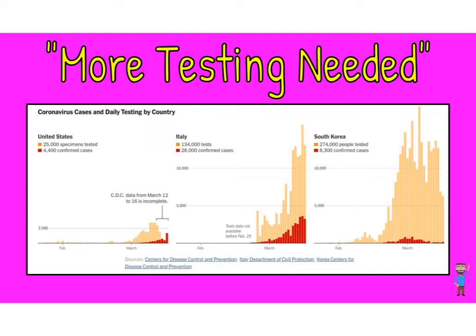If you come over all the way to the left and look at the United States, you see there have been much fewer tests given. 25,000 specimens were tested. 4,400 confirmed cases. And you can tell the graph is really low throughout March, and even once it starts to build, it never reaches the height of Italy or South Korea. We're only at a little bit over 2,000 tests done per day, compared to over 10,000 for South Korea and Italy. And this article goes into more detail talking about that.